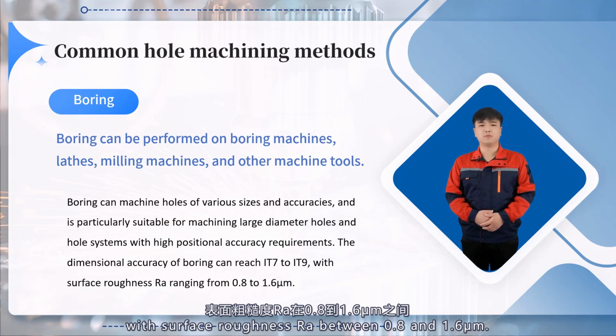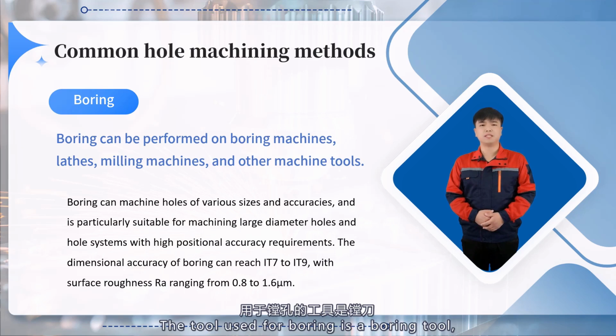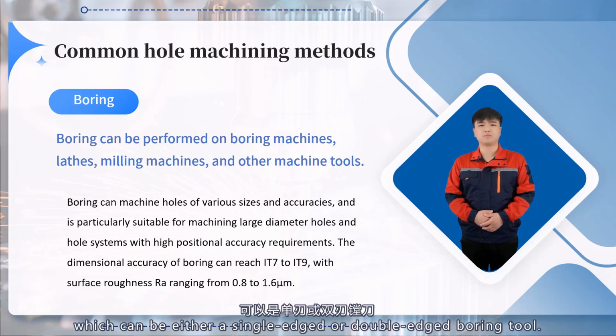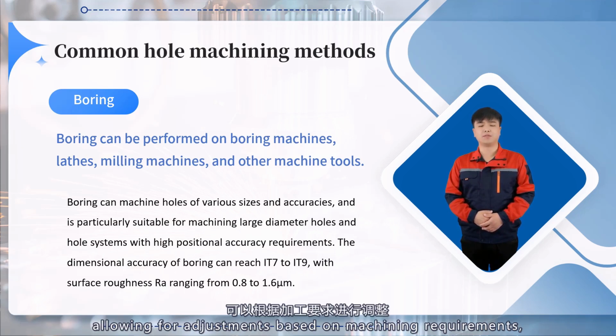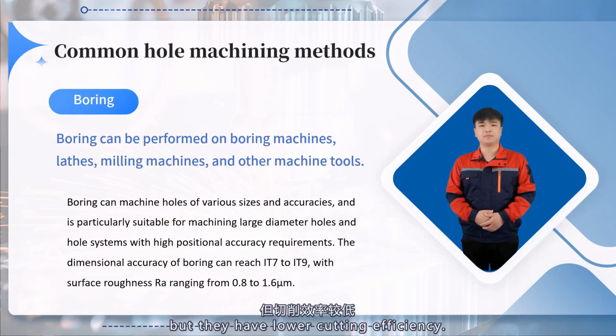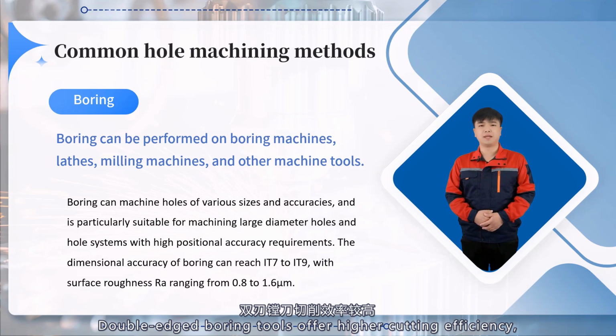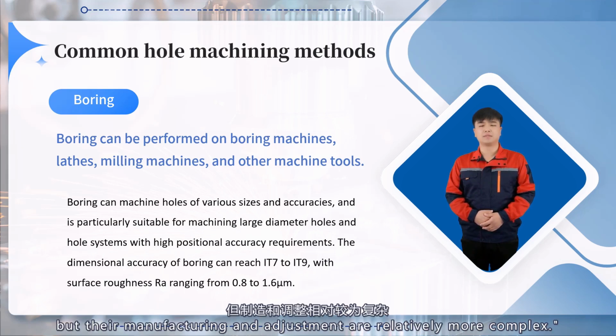The tool used for boring is a boring tool, which can be either a single-edged or double-edged boring tool. Single-edged boring tools have a simple structure and are easy to manufacture, allowing for adjustments based on machining requirements, but they have lower cutting efficiency. Double-edged boring tools offer higher cutting efficiency, but their manufacturing and adjustment are relatively more complex.